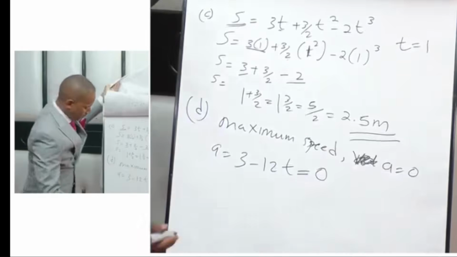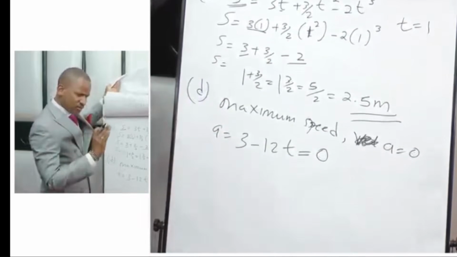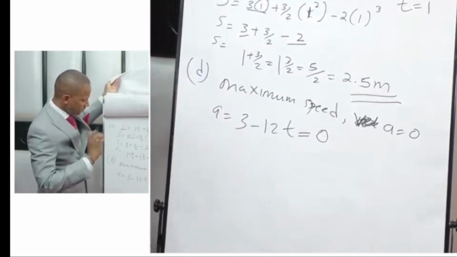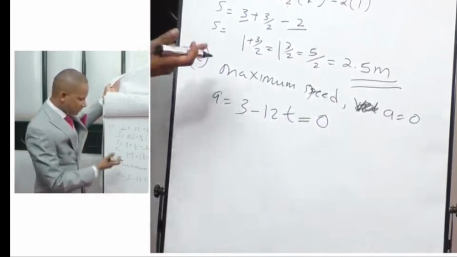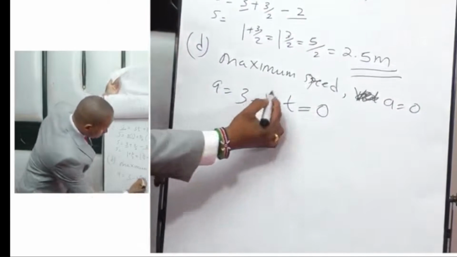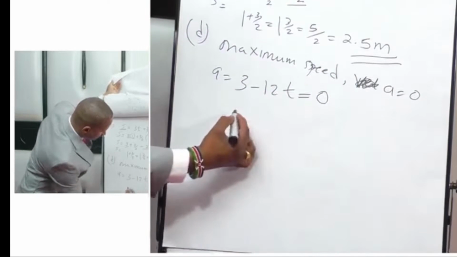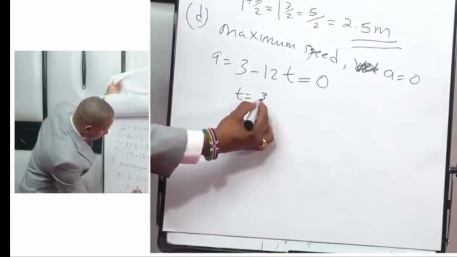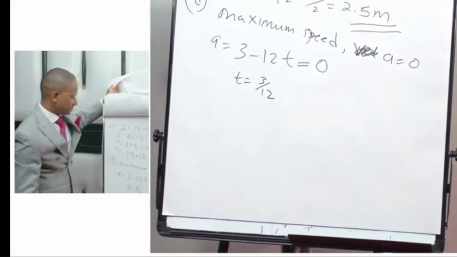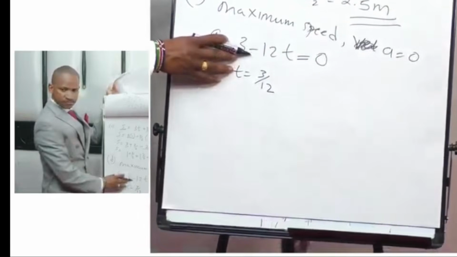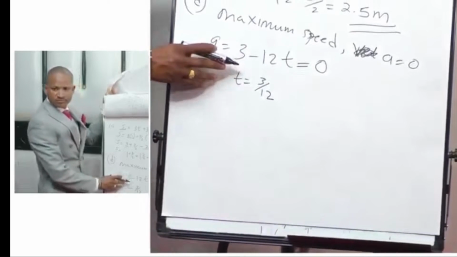Very easy. It just needs you to think slowly and concentrate. Do not read in a rush. Do not be discouraged. These are very easy things. So, what is the value of t? t will be equal to 3 over 12. You just solve this.